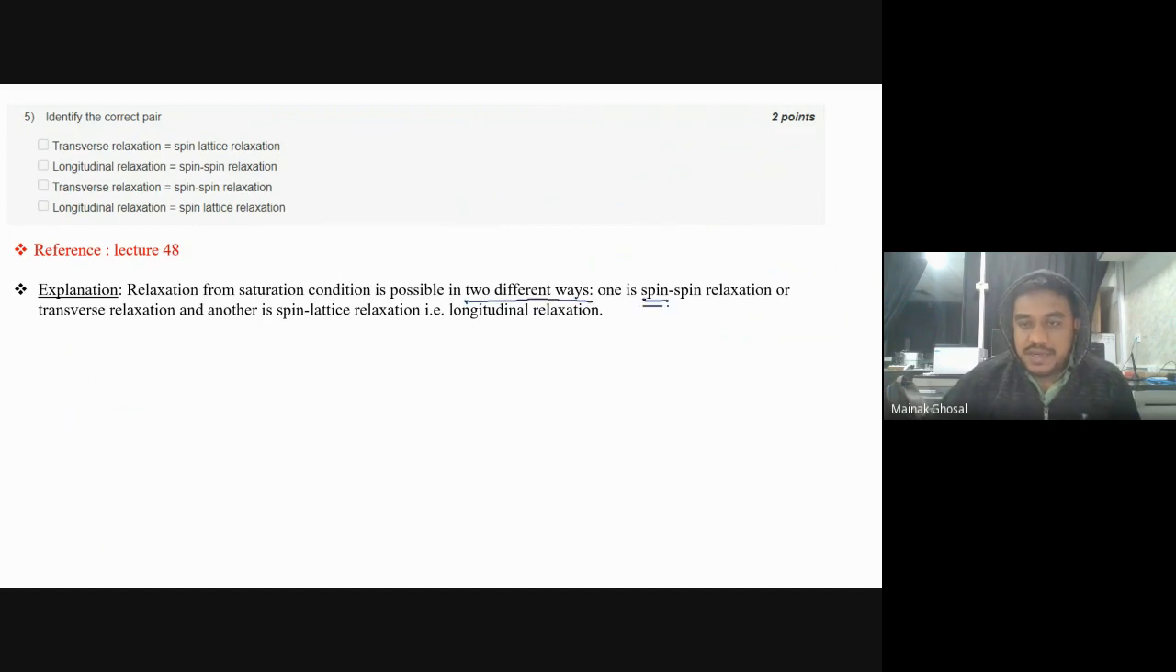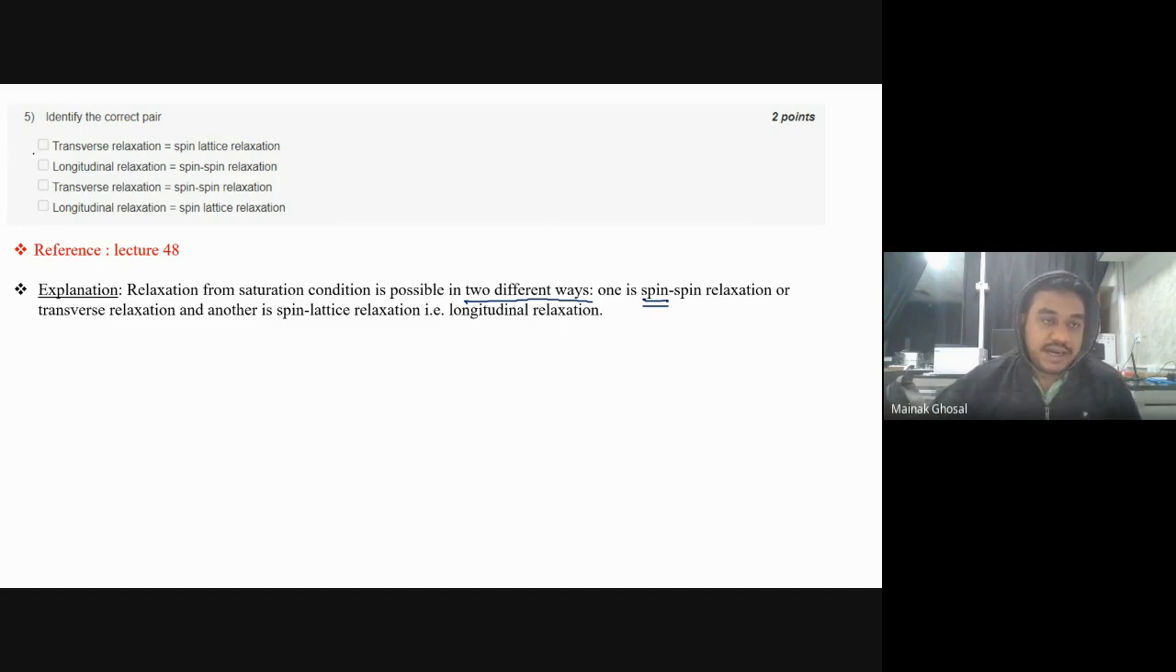One is spin relaxation, or transverse relaxation. Where is the transverse relaxation? That is the magnetic field which is perpendicular. So if it is going to come to the equilibrium position, it will relax back by using spin, so it is known as spin relaxation. And another is possible when the spin relaxes via the lattice, so it is also known as longitudinal relaxation.